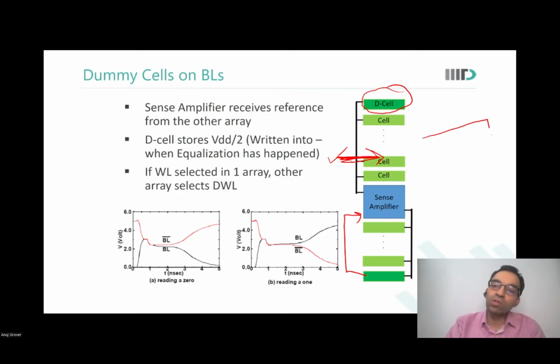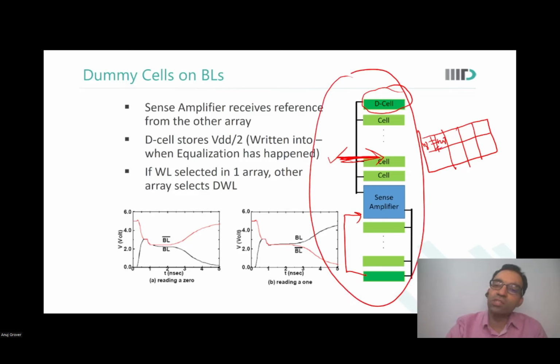You know, you're talking about this kind of an organization of pages. Here there were 128 of them, and here there were 128 of them. They were sharing the sense amplifier. This is how they were sharing the sense amplifier. Yes, sir. Is it okay? Yes, sir.